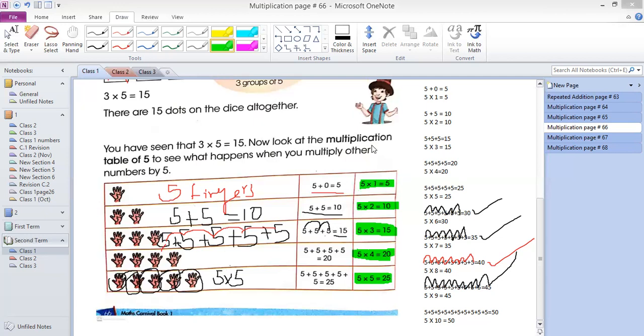Yes, sir. Clear. Okay. Only one student? Yes, sir. It's clear. Good.